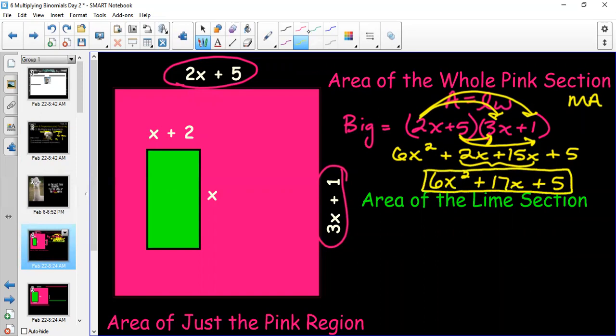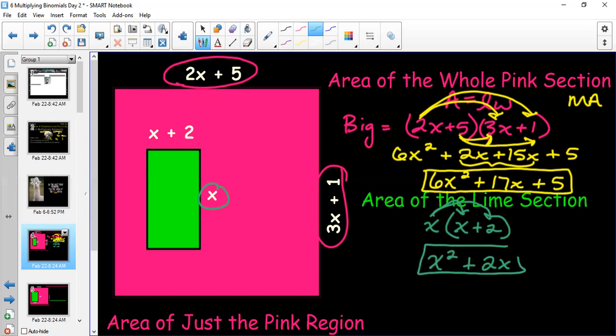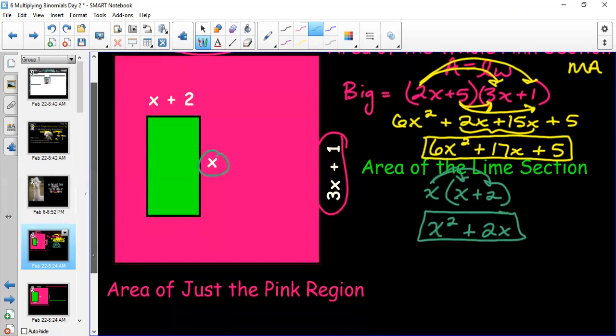Now let's find the area of the lime green section here. We have x plus 2 and x. I'm going to take the monomial and put it out front of the binomial because you're used to seeing it written like this versus the other way around. All right, so let's find the answer to this one. x times x is x squared, and x times 2 is 2x. All right, so that is the area of the smaller shape.